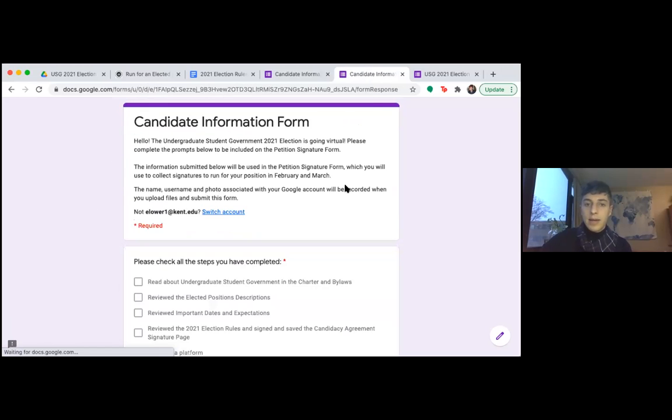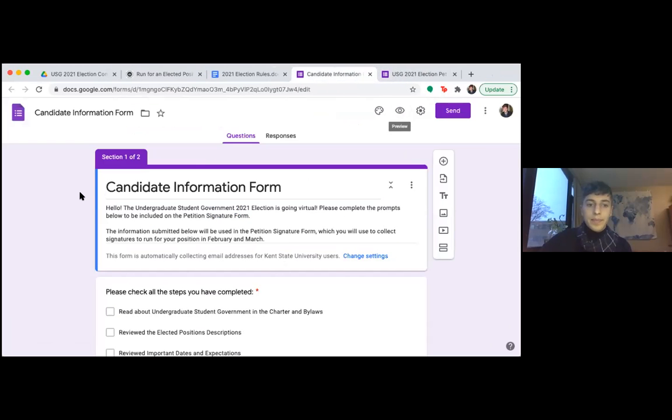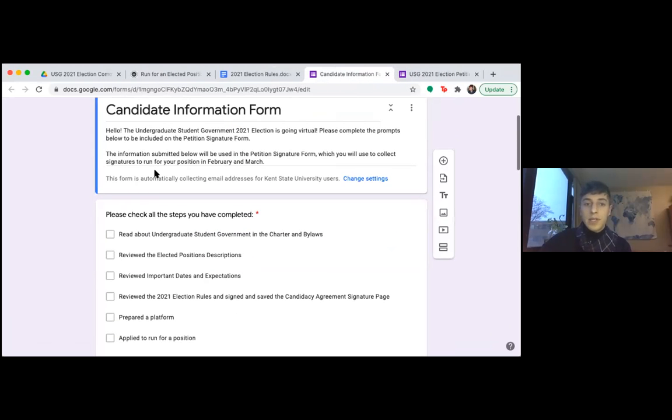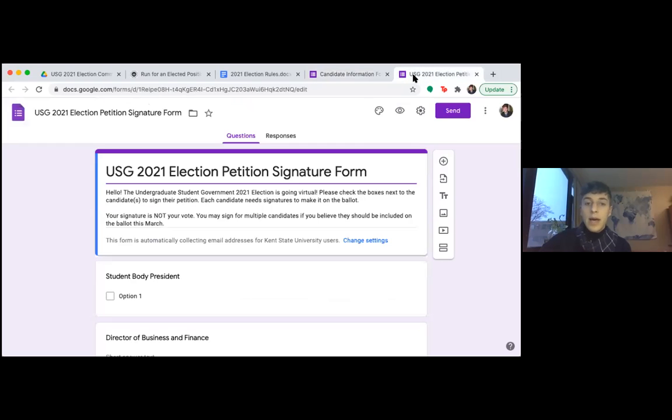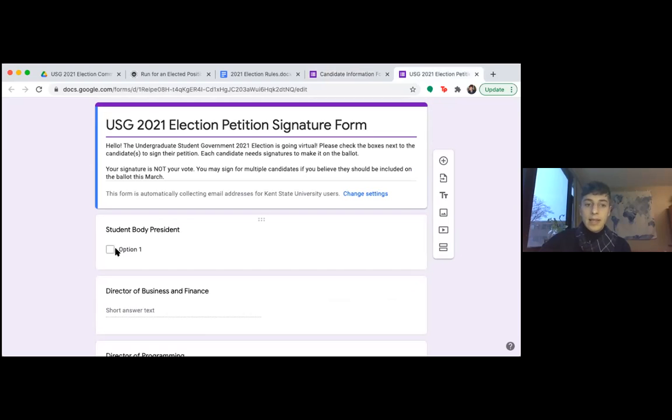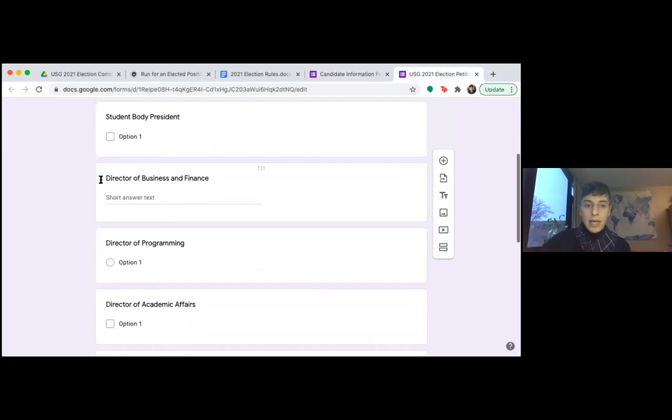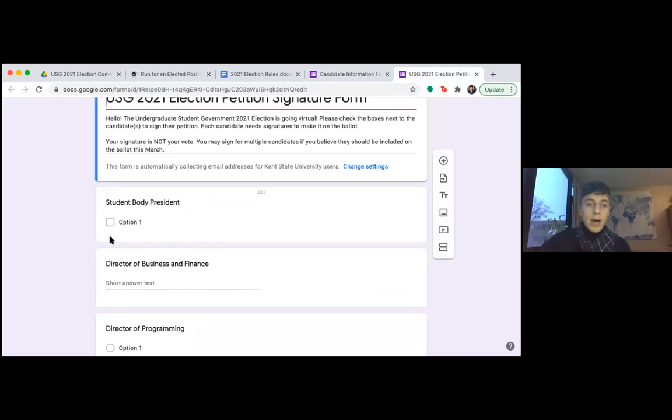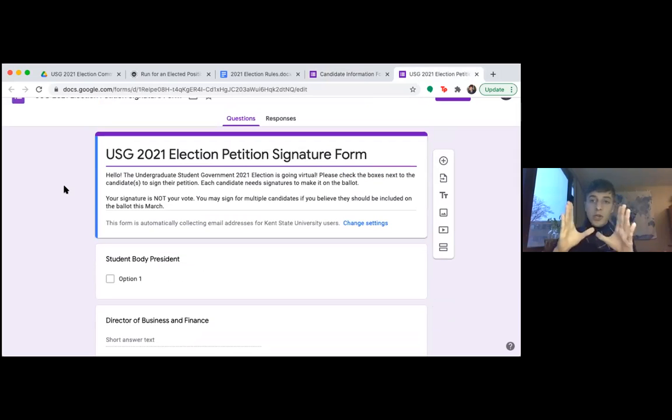I'm just going to click back. But this you're going to complete afterwards. It's your last step to be included on the petition signature form. That way, you're going to get here, and instead of just a blank spot or blank text for some of these guys, you're going to have your picture, you're going to have your platform, and you're going to have a short little bio about yourself that will include. Feel free to add that, but that's what your platform should be.